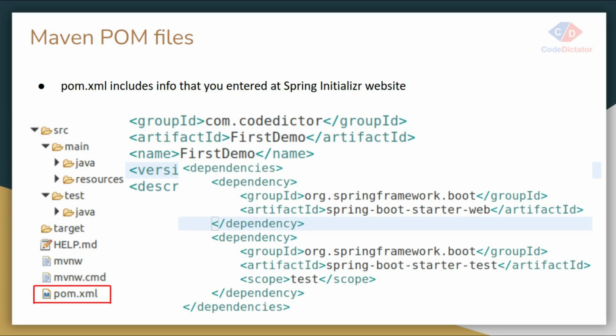Simply you can add those dependencies and automatically it will download them from the central repository to your local system, and then it helps us to run our application.